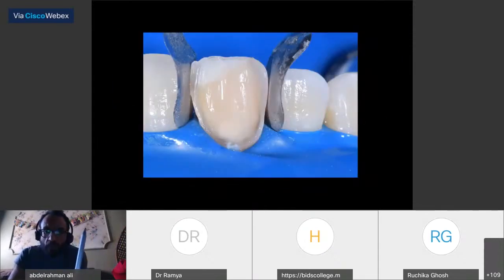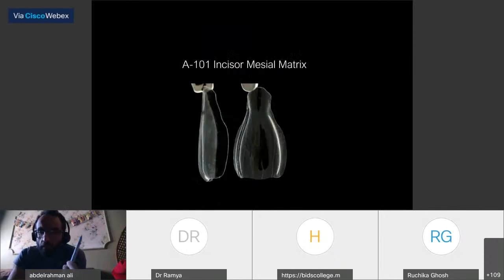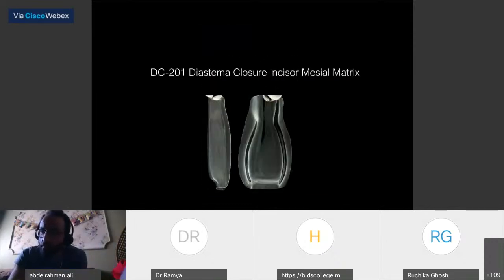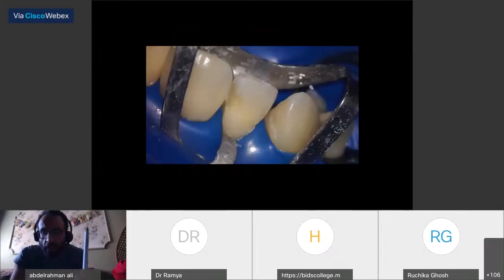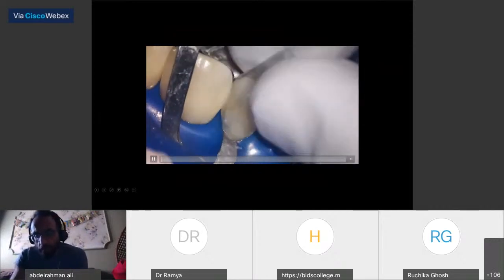To sum up, we have the anterior matrices 101, 102, 103. We have the diastema occlusion matrix 201, 202, 203, and we have the color-coded matrix. I would like to call it color-coded matrices, not black triangle, in the market. So how to customize the matrices before we go?